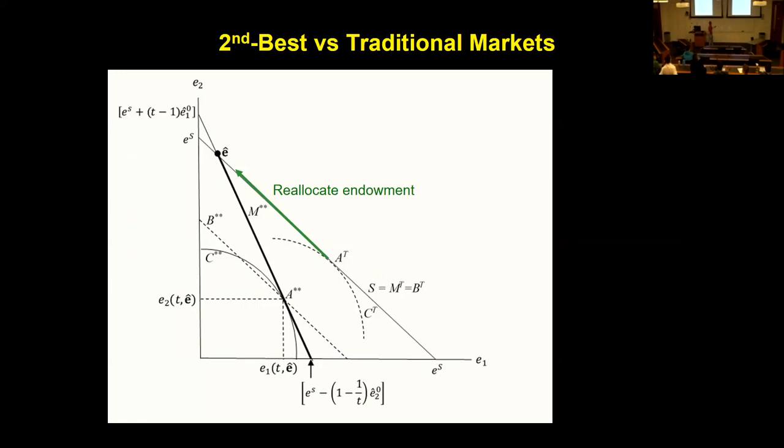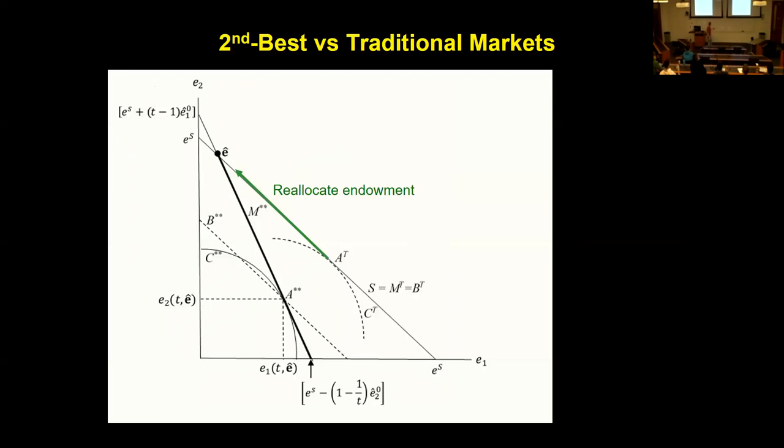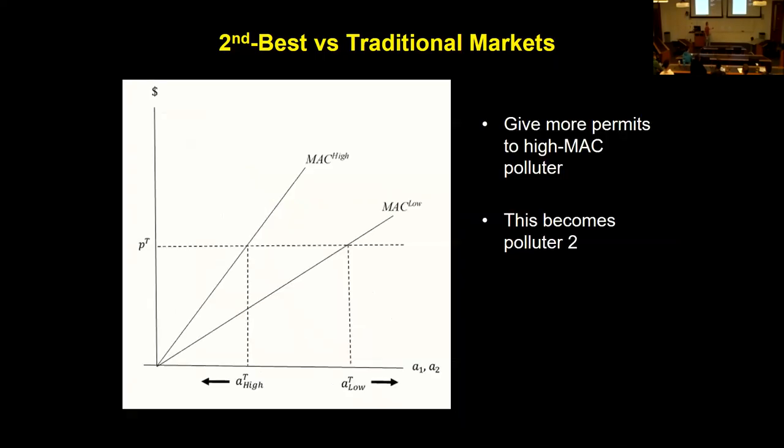So, when I talked about sorting before, I think I'm missing, oh, here it is. So I drew this allocation up here at this point, where you're giving more permits to firm two than to firm one. And we said that had to happen because we wanted firm two to be the net seller of permits. So trading has to occur in this direction. So we're going to reallocate the endowment in a sense. Here's the traditional market endowment, but we're going to be up here someplace and trade down to there.